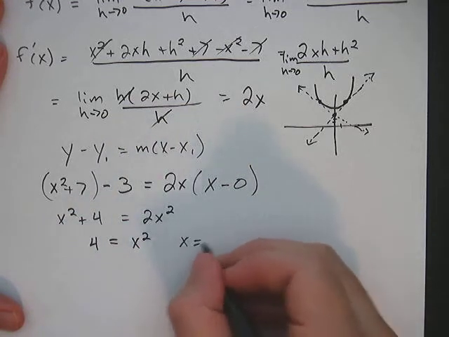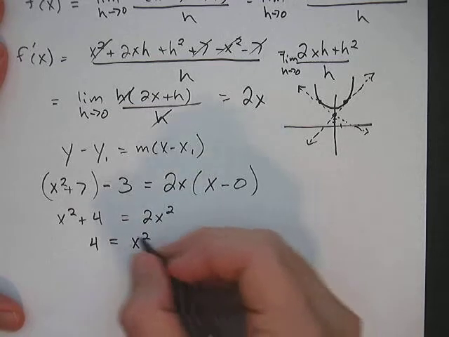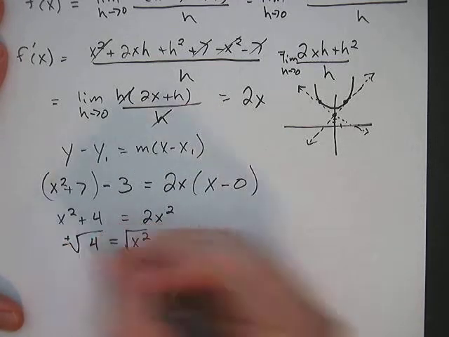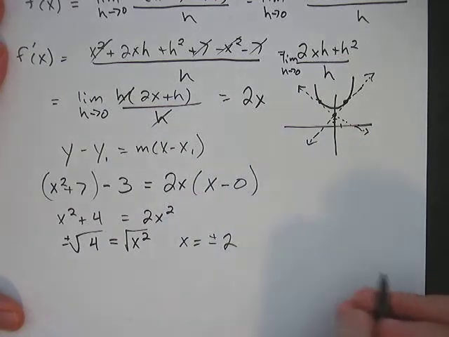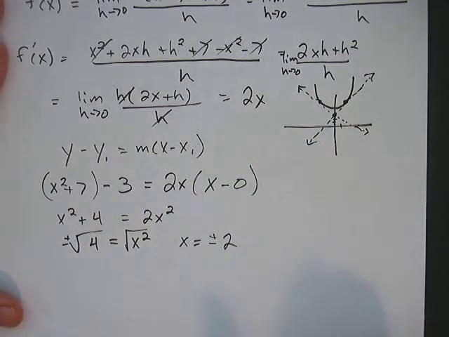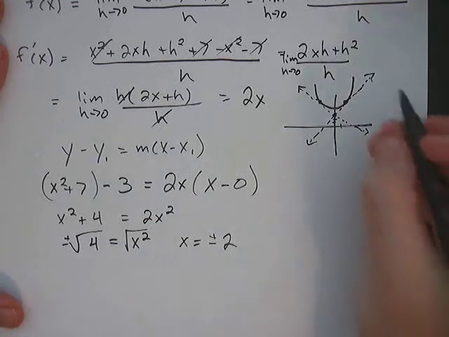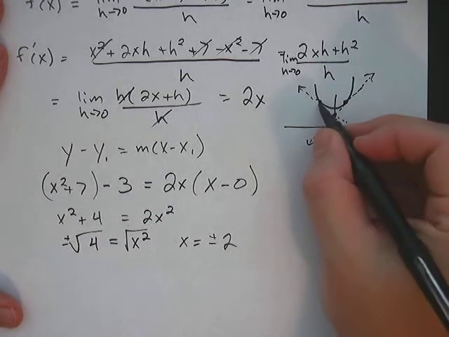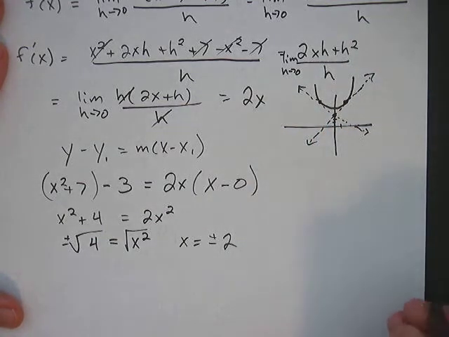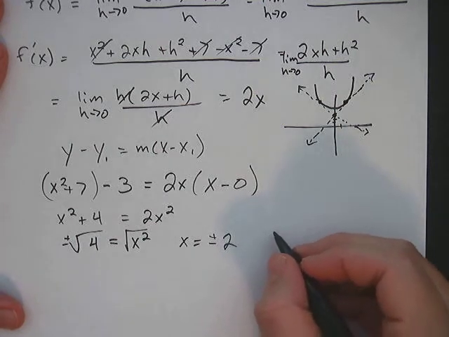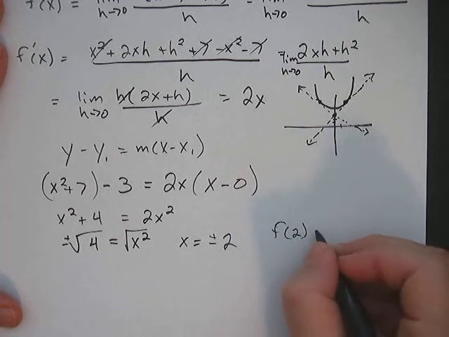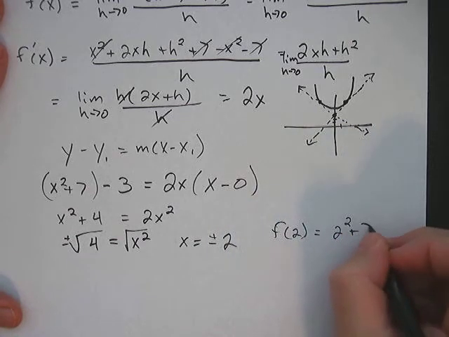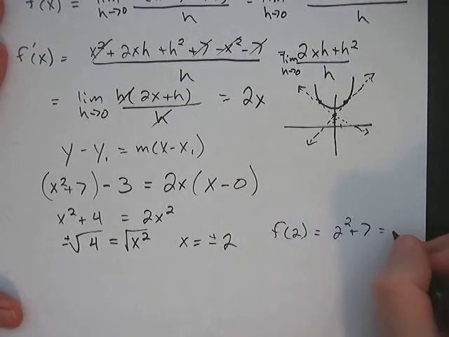So x is equal to the square root of 4. Remember when you take a square root, you have to put a plus or minus out front. So it's plus or minus 2. We have two different x values, and we need to find the y values that go with them. The y values are going to be on this curve because they're tangent lines. So we have 2, and f of 2 is 2 squared plus 7, which is 4 plus 7, which is 11.